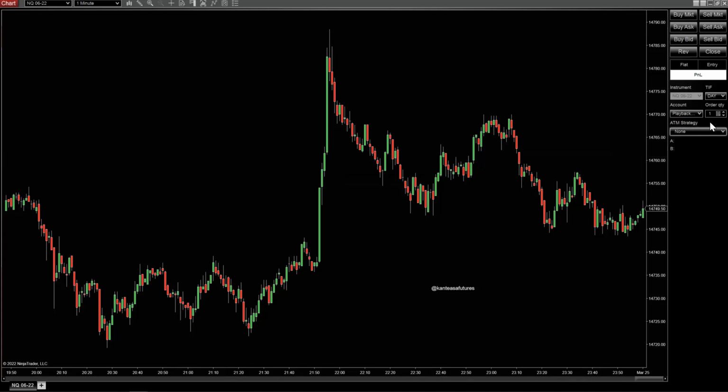Over here is your order quantity, referring to the number of contracts you are buying when you place the order. You can adjust it up to add many contracts, as well as reduce it and trade with one contract.